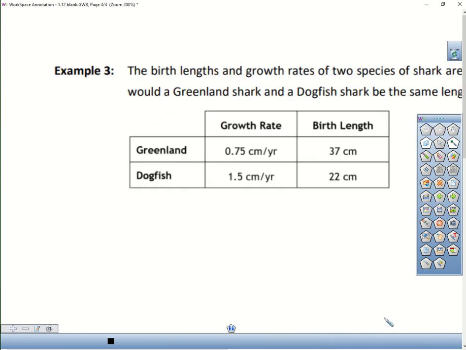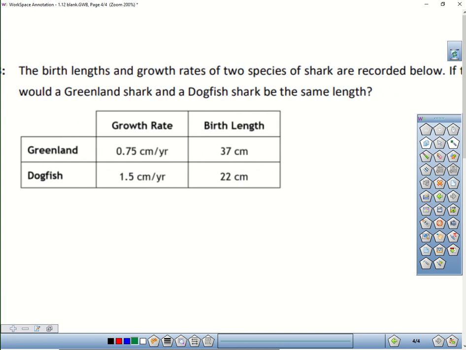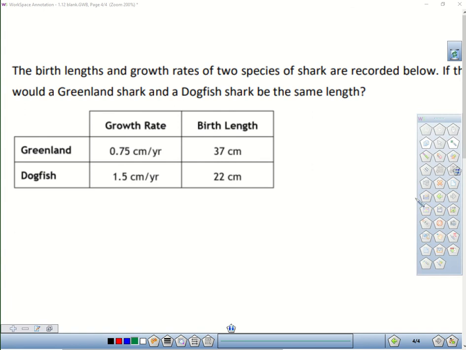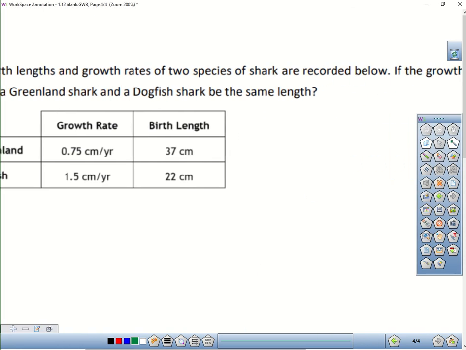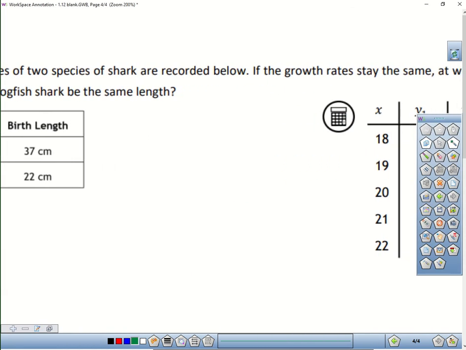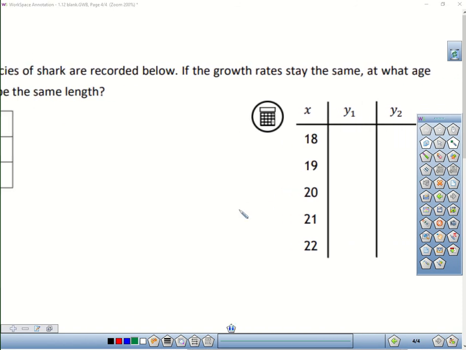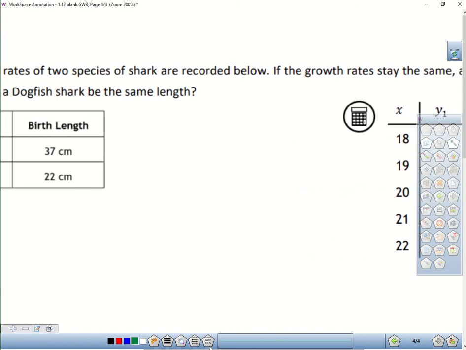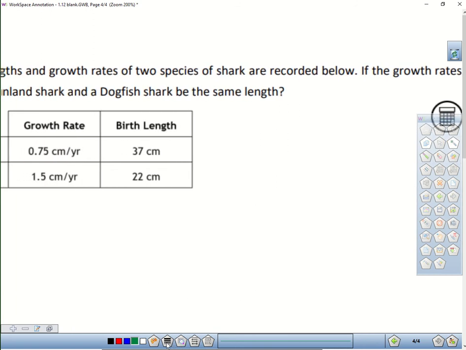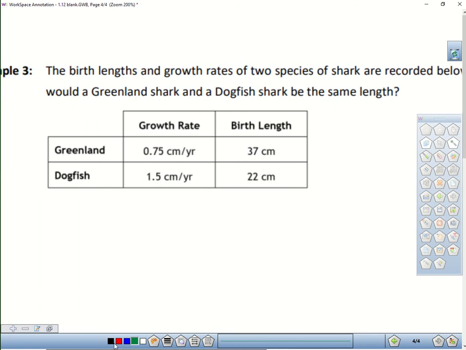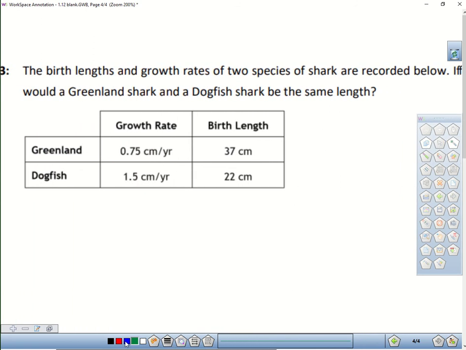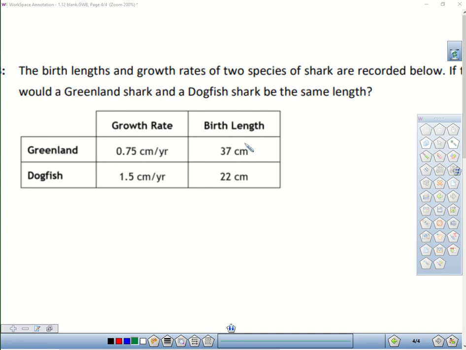Okay. So this is the last question on the first part of our notes today. So it says here, the birth lengths and growth rates of two species of shark are recorded below. If the growth rates stay the same, at what age would a Greenland shark and dogfish shark be the same length?